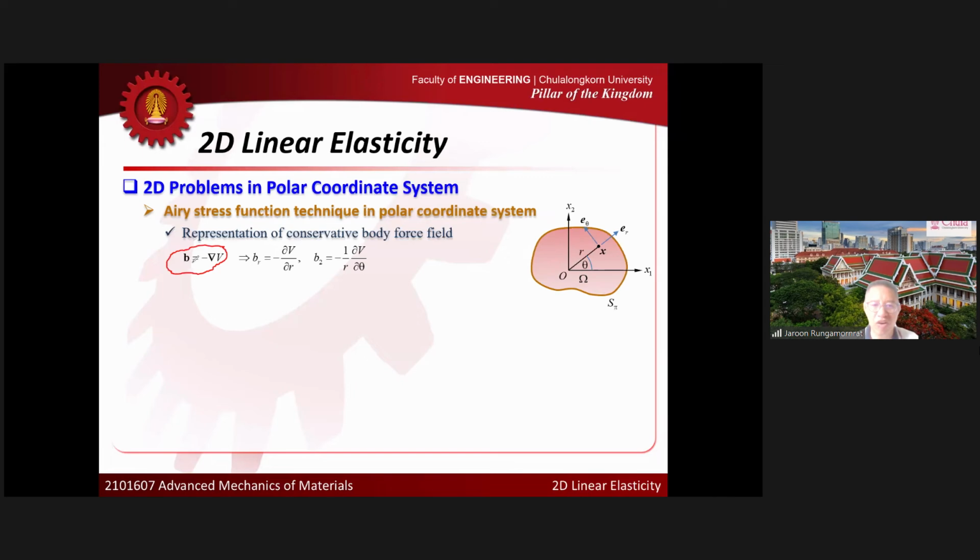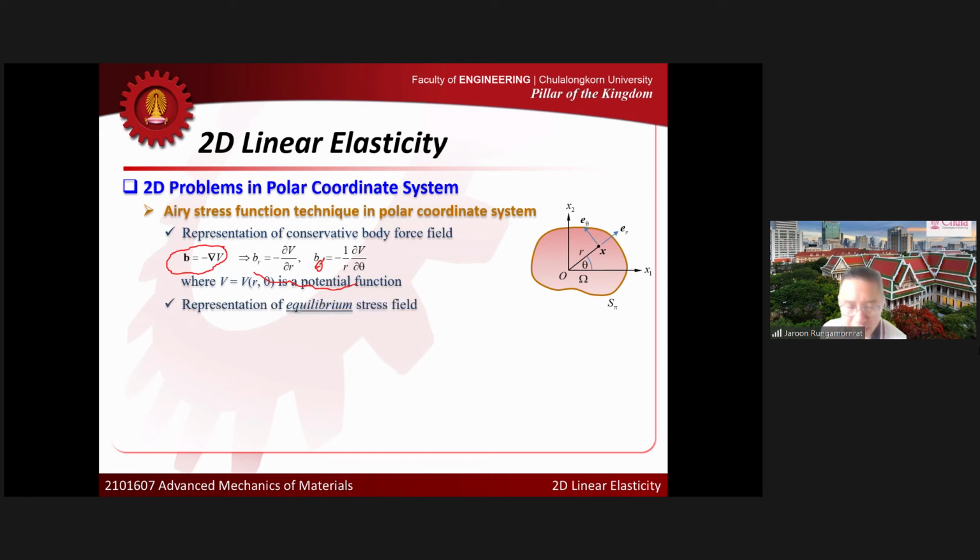Once you express this form in the r-theta system, the form will be like this. If you express in terms of the X1, X2 system, you're going to get B1 equal to negative derivative of V with respect to X1 and negative derivative with respect to X2, like that, right? Oh, sorry, this one is wrong. So this has to be B_theta, not B2. Please correct this, okay? And V here is simply the potential function. But now the potential function is defined as a function of r-theta, not X1, X2 anymore.